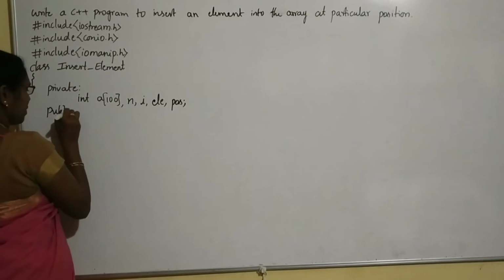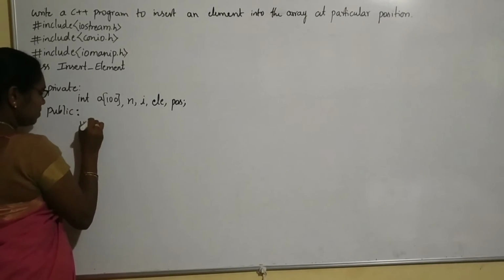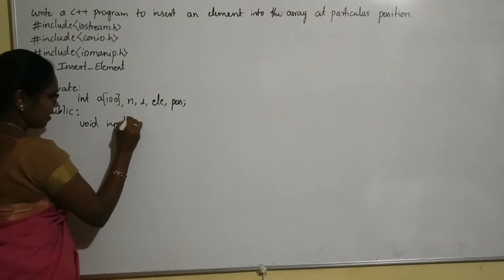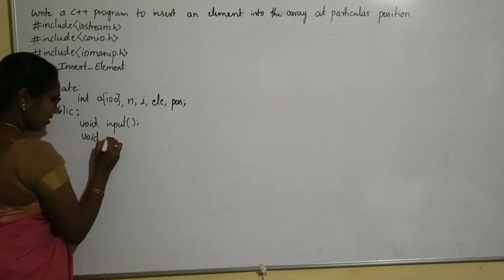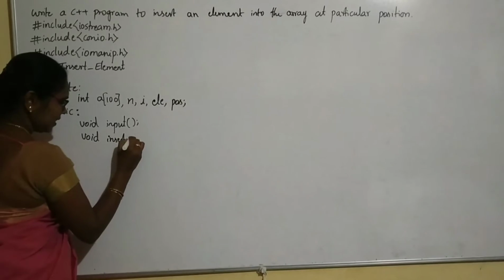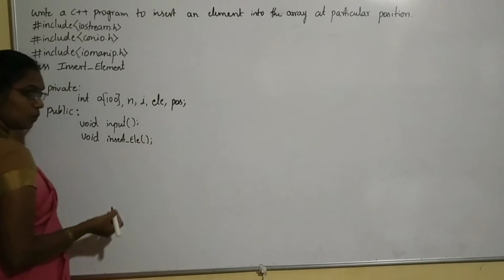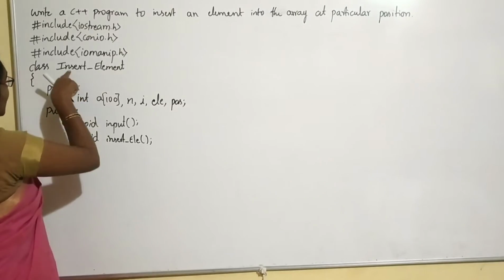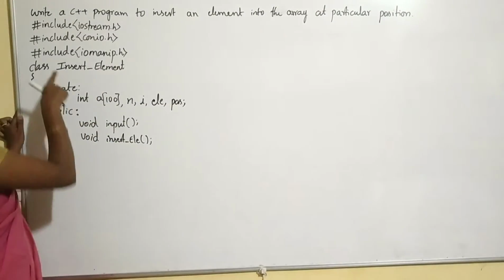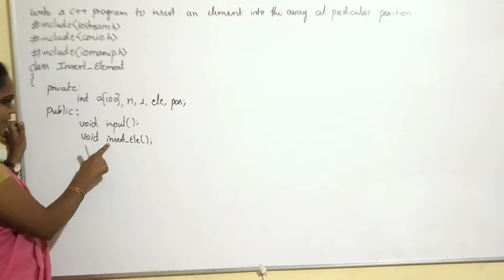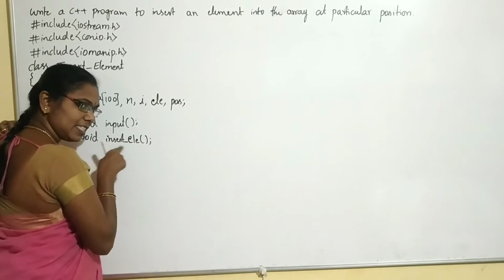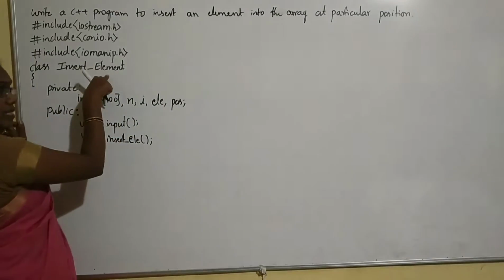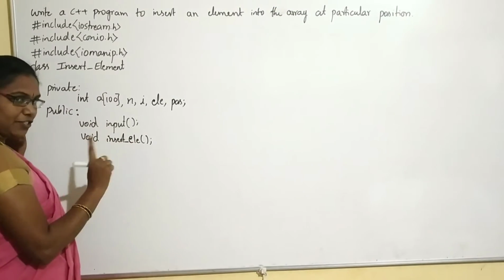Next we declare the member functions here. The first member function is void input. The second member function is void insert ele. The class name and the function name are different. Here the class name is insert element, where I and E are capital letters. Here we are using insert ele as a function name. Insert ele is a function name and insert element is a class name. These two are different from each other.